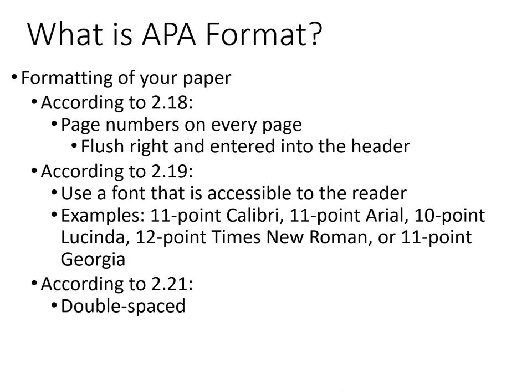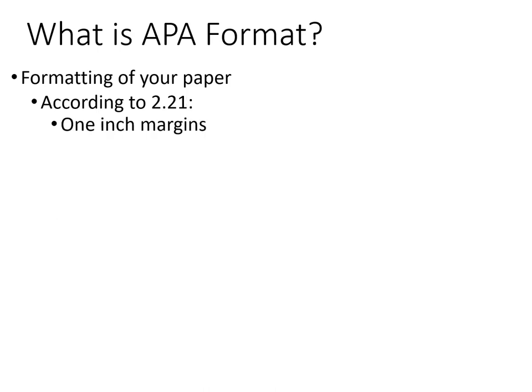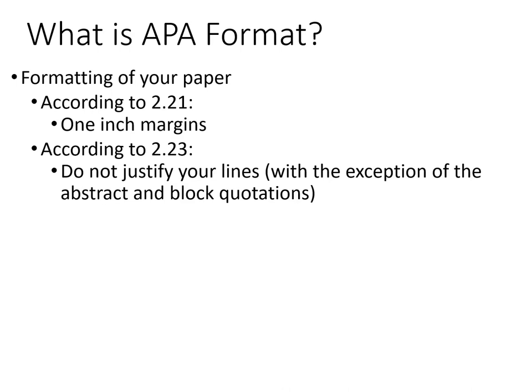Your entire paper should be double-spaced, from the title page through the references section. Chapter 2, Section 21 does note a couple of exceptions, such as in tables and footnotes. You should not add additional spaces between the paragraphs. It should have 1-inch margins all around, top and bottom, left and right. Additionally, you should not justify your lines.